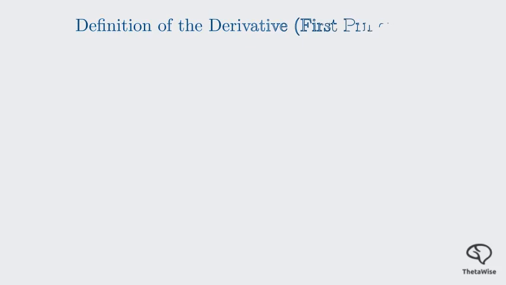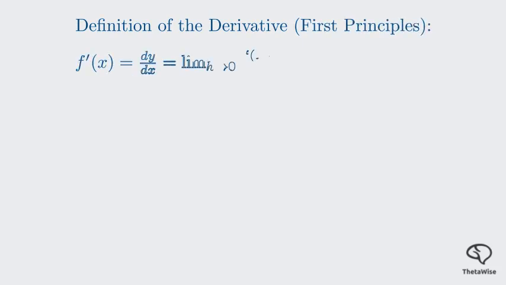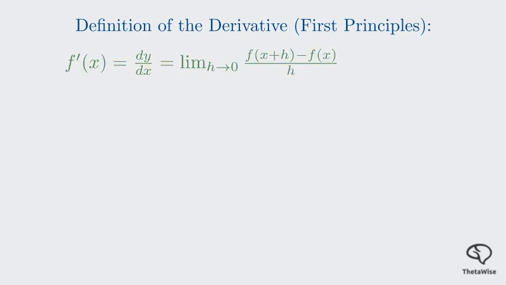Our proof begins with the definition of the derivative, which is often called the first principles definition. The derivative of a function f at x, written as f prime of x or dy dx, is defined as the limit as h approaches 0 of f of x plus h minus f of x, all divided by h. This formula might look complex, but it simply calculates the slope of the line tangent to the curve f of x at any point x. We do this by finding the slope of a second line between x and x plus h, and then letting the 2 points get infinitely close together, so that h becomes 0.